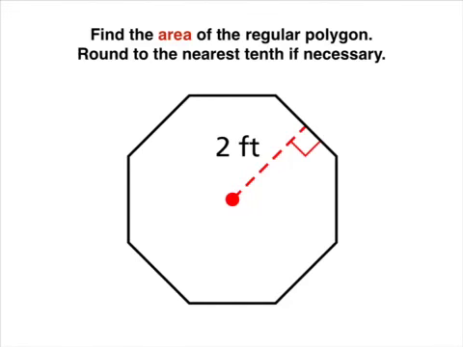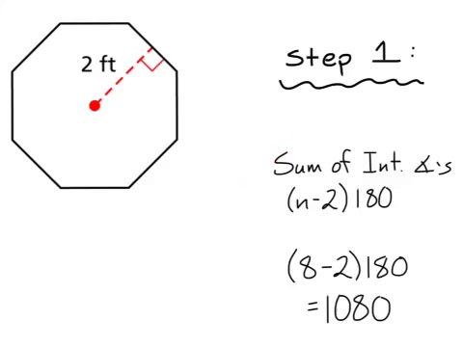In this problem, we are going to find the area of this regular polygon and then round to the nearest tenth. In step 1, we want to find the sum of the interior angles in this heptagon, and to do that we use the formula (n minus 2) times 180. So we plug in the number of sides, which is 8, and we get 1080.